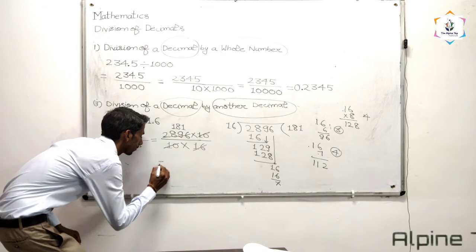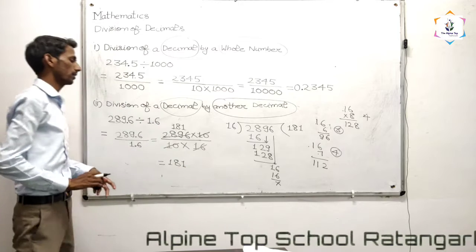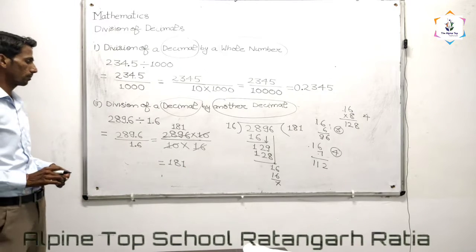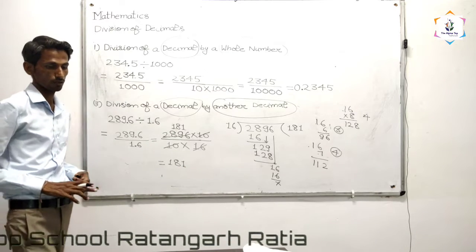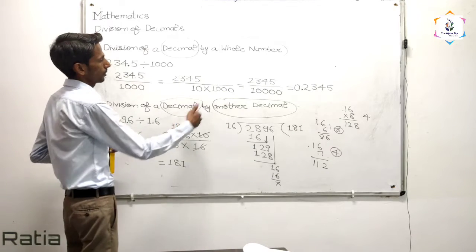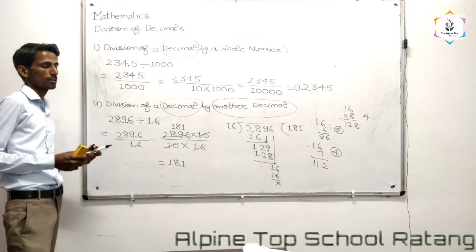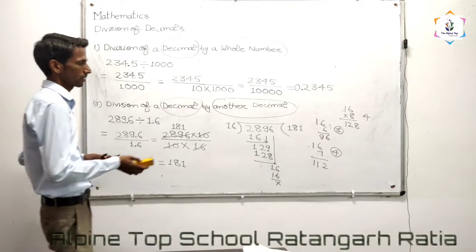It means what is the answer that we are getting here? 181. Now I hope dear students you have got the second skill also, that how we can divide a decimal number by another number. Now dear students, the last concept we are going to discuss.